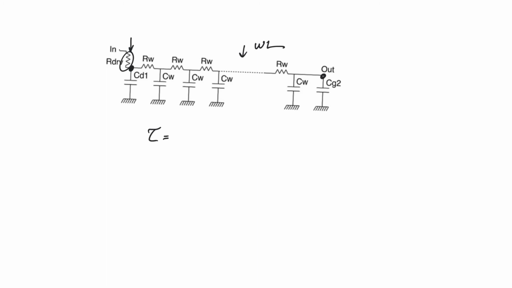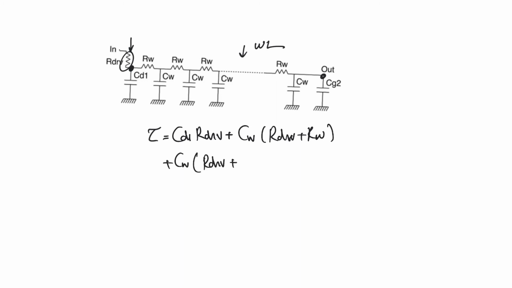and I'm connecting them using a wire that has some kind of appreciable resistance. So let's start calculating the Elmore time constant, and the first capacitance, CD1, is going to observe a resistance R drive. The second capacitance, CW, is going to observe a resistance R drive plus RW. The third capacitance, CW, is going to observe a resistance R drive plus 2RW. And we're going to keep going using this pattern until we end up with CW into R drive plus NRW for the last section of the wire.